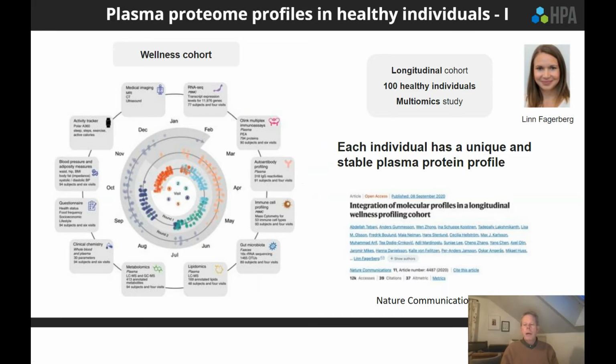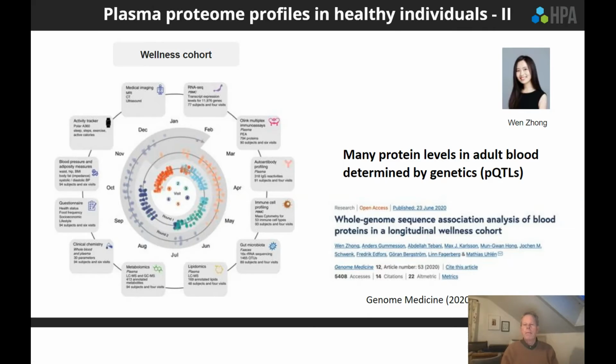So a few years ago, I guess in 2020, we published a paper where we used this technology to profile healthy individuals that we followed for 2 years. We call it the wellness cohort. And what we showed in this paper that was published in Nature Communications is that each individual that we looked at had a unique but also a stable plasma profile. So everybody that is listening now has their own blood fingerprint, which is different from your neighbor. And this is, of course, very exciting.